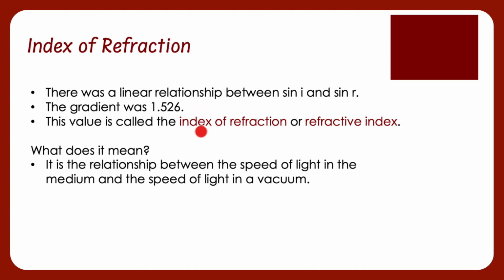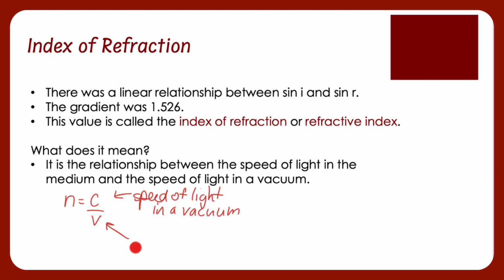Now this value here is a really important number. It's called the index of refraction, or sometimes people call it the refractive index. It really doesn't matter. Well, what does it mean? It actually is calculated like this. n is c over v, with c being the speed of light in a vacuum, and v is the speed of light in our medium.